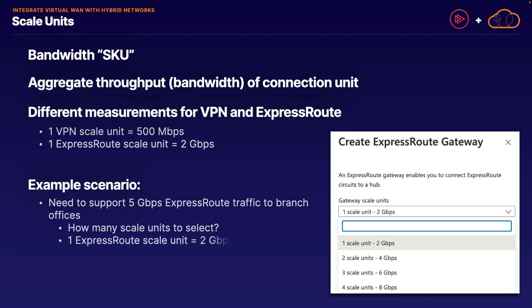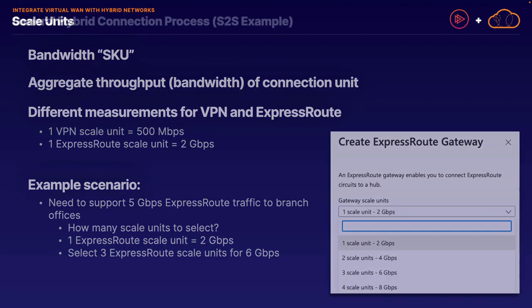If an individual ExpressRoute scale unit is 2 gigabits per second per scale unit, to meet our requirement of 5 gigabits per second of ExpressRoute bandwidth, we would need to choose 3 ExpressRoute scale units for this specific scenario, which would give us 6 total, which is slightly above the 5 gigabits requirement that we need to have. In this case, we would have an extra gigabit per second left over as a bit of a bonus because we cannot break down to 1 gigabit per second per scale unit.